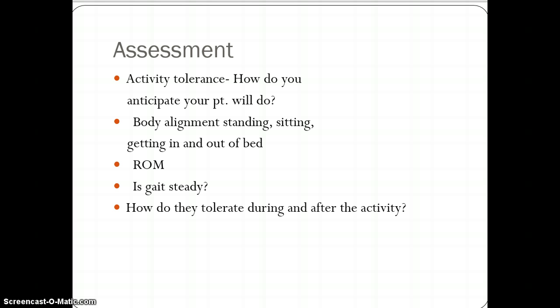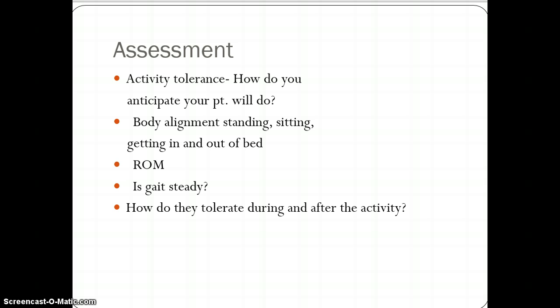Are they able to hold their head erect? Is their body symmetrical? Are they able to bend their knees slightly when getting up? Can your client sit up without being supported, or do they lean to the side because they're so weak? Can they safely get in and out of bed, or is there that risk for falling? Can they change position by themselves, or are they able to roll and help you?